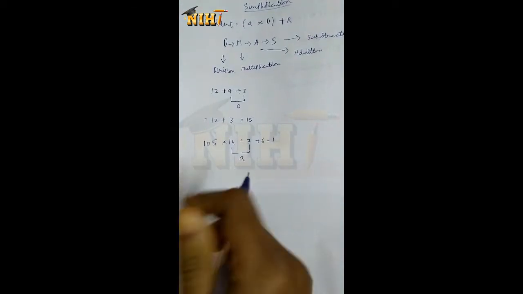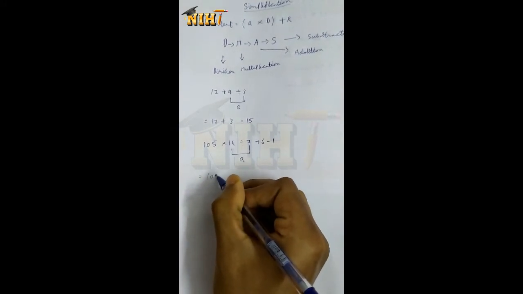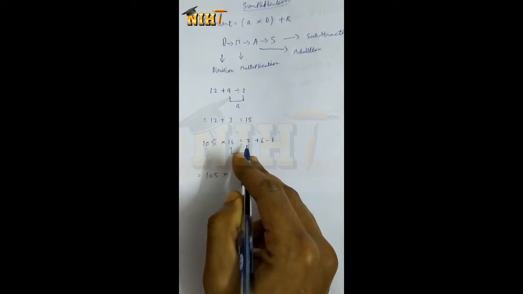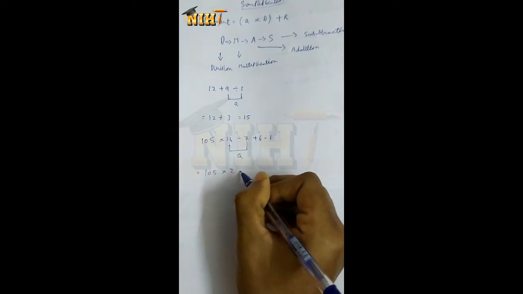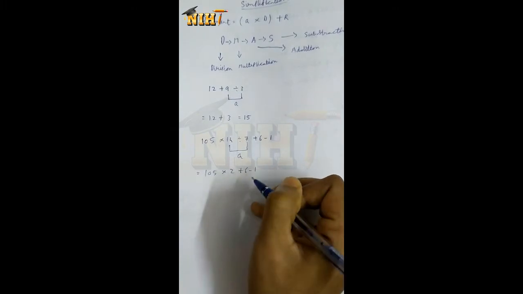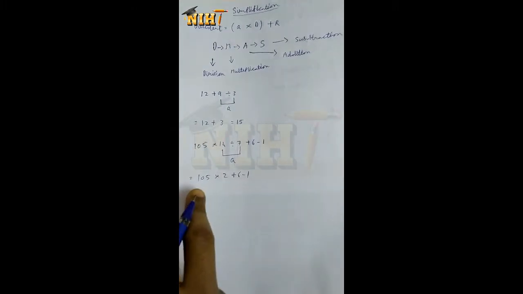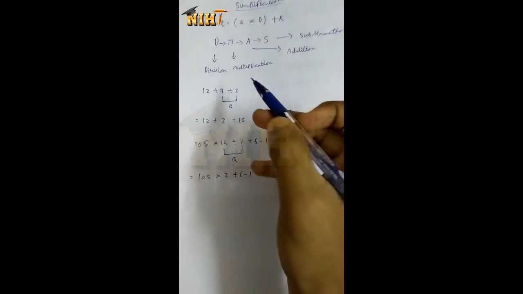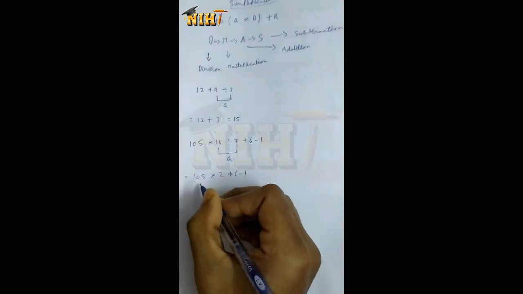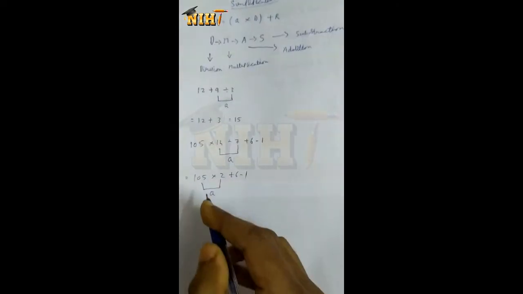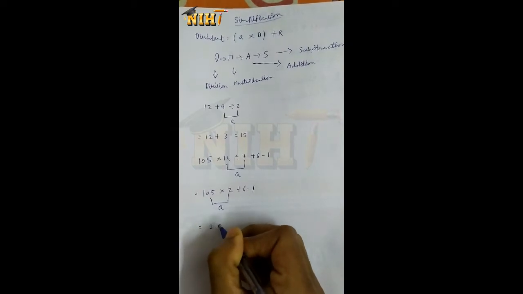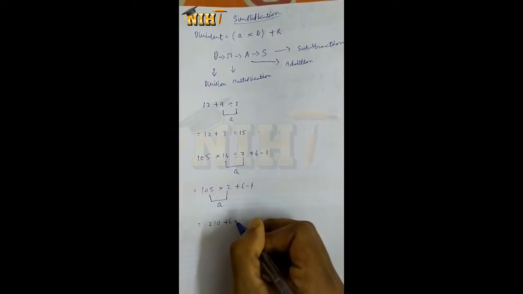Now in the next step we have to do 105 into 14 divided by 7, which will be 2, plus 6 minus 1. Again in this step we have to find the quotient. Division is done, next comes the multiplication, so this will be the quotient. 105 into 2, which will be 210 plus 6 minus 1.